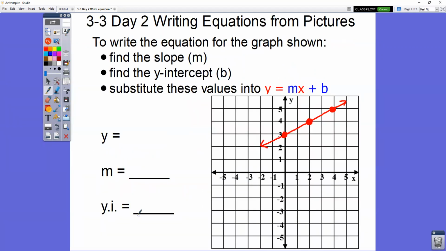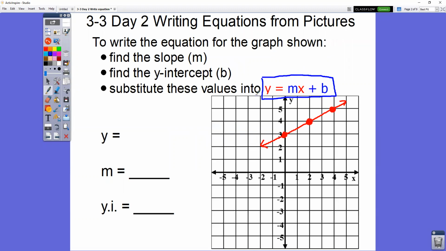So let's take a look at what you have to do today. You're going to be given a picture of the graph. You're not graphing anything today. You're being given the picture. You need to come up with the equation, the slope, and the y-intercept. So you're sort of working backwards from yesterday. Yesterday, you were given the equation and you had to graph the line. Today, you're being given the line and you need to come up with the equation. Remember that your equations need to look like this.